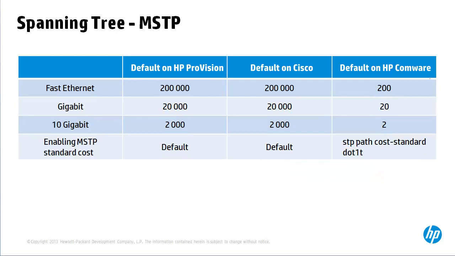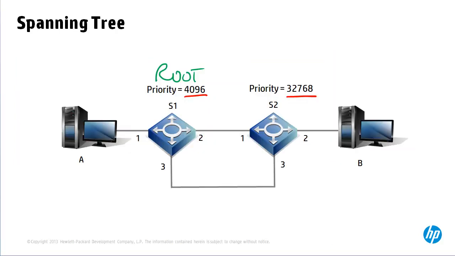So in our topology, we're using gigabit interfaces. So the cost would be 20,000, assuming that we've configured the Comware switches to use dot1t costs. In other words, the industry standard values. So in this topology, the path cost is 20,000 and 20,000. Path costs cannot be used to determine the root port.